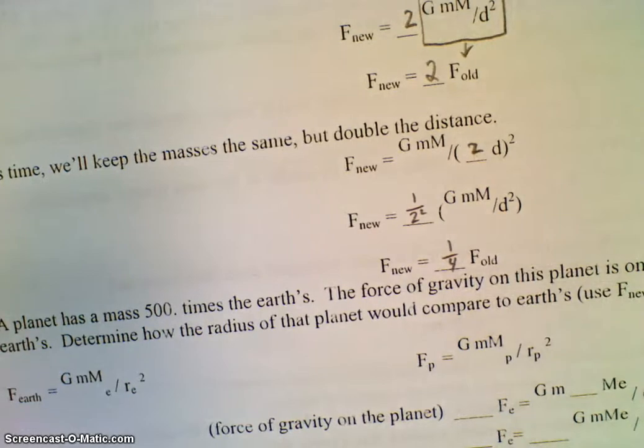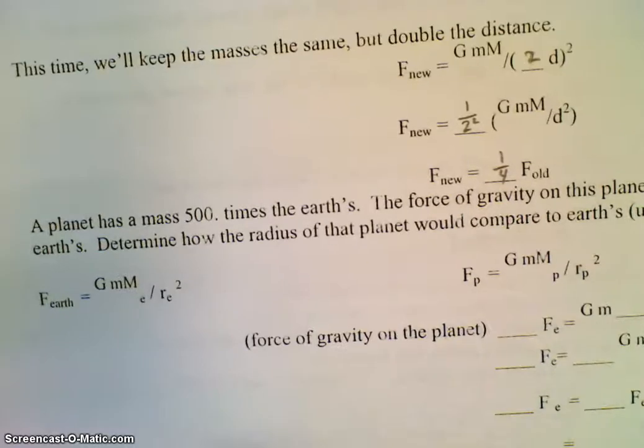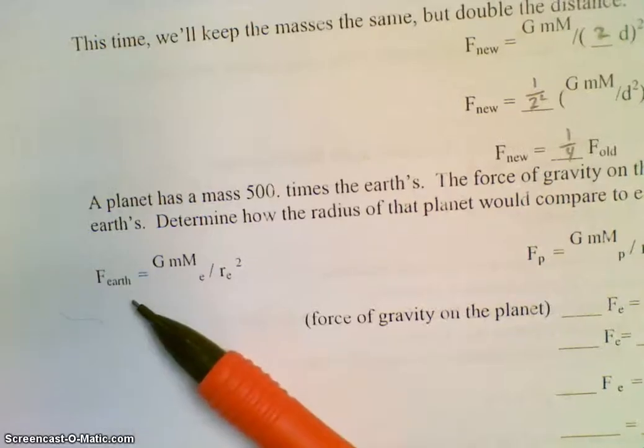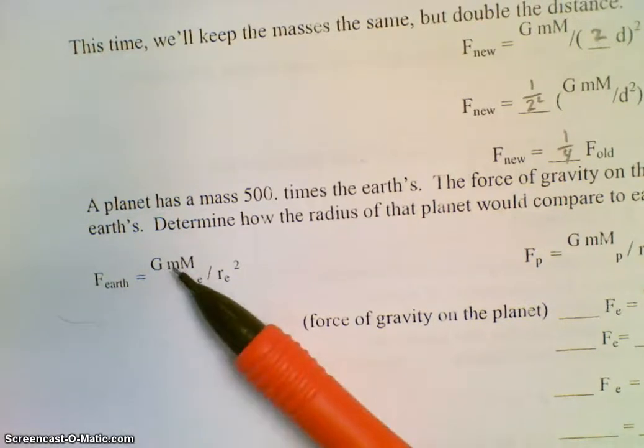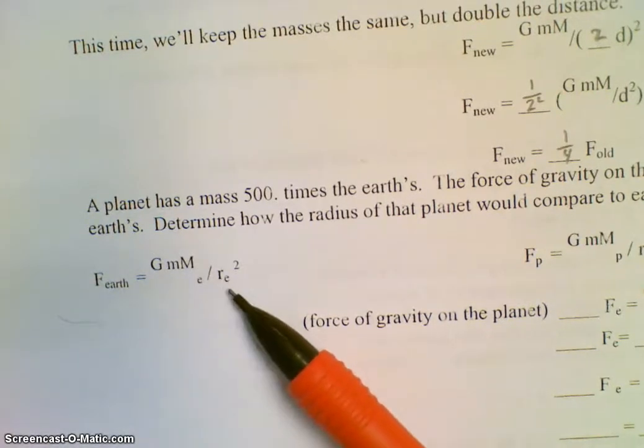Okay, this is the one that's a little bit tougher. Okay, so now we have two planets. We have Earth and we have this other planet. So Earth is going to be like our old force, where the force on Earth is going to be G times the mass of Earth divided by the radius of the Earth squared.